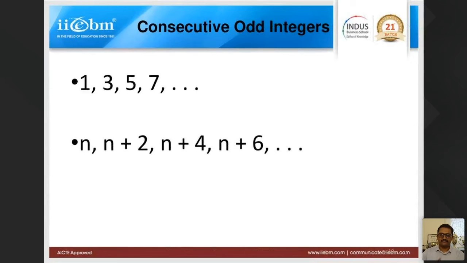Then we have consecutive odd integers like 1, 3, 5, 7. How can we generate them? If we treat n as 1, or if we treat n as 13, so 13 plus 2 is 15, 15 plus 2 is 17, 17 plus 2 is 19. The same way, 13 plus 2 is 15, 13 plus 4 is 17, 13 plus 6 is 19, 13 plus 8 is 21. Like this, we can go on and get our consecutive odd integers.